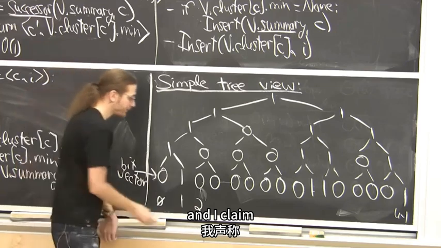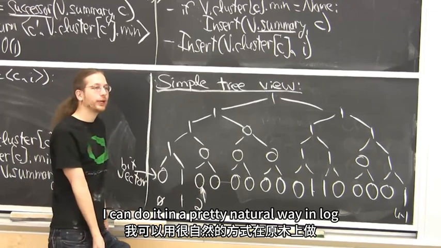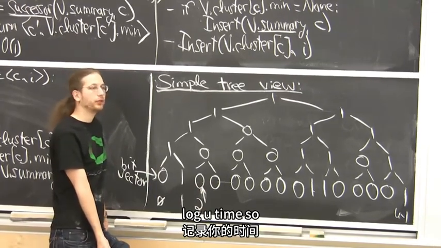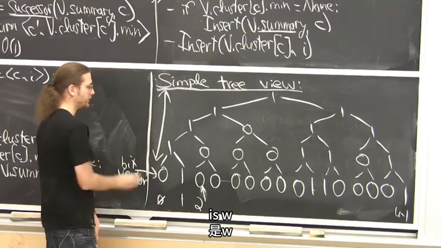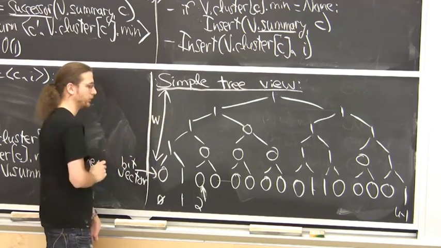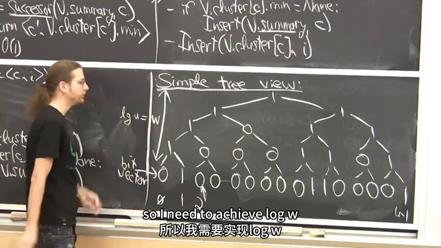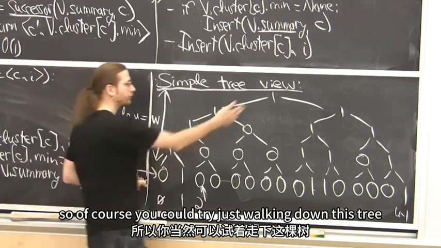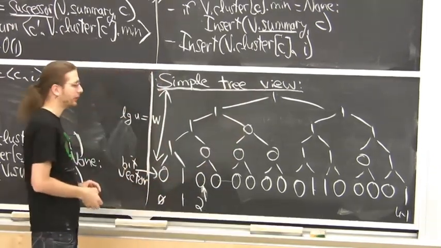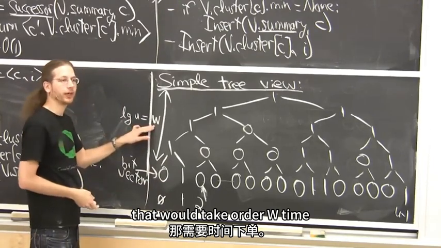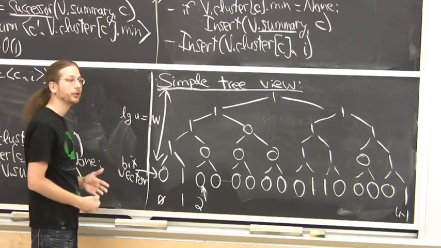And I claim if I want to compute the successor of this item, I can do it in a pretty natural way in log log u time. So keep in mind this height here is w, right? Log u. So I need to achieve log w. Of course you could try just walking down this tree or walking up and then back down. That would take order w time. That's like the obvious BST approach. I want to do log w. So how do I do it?